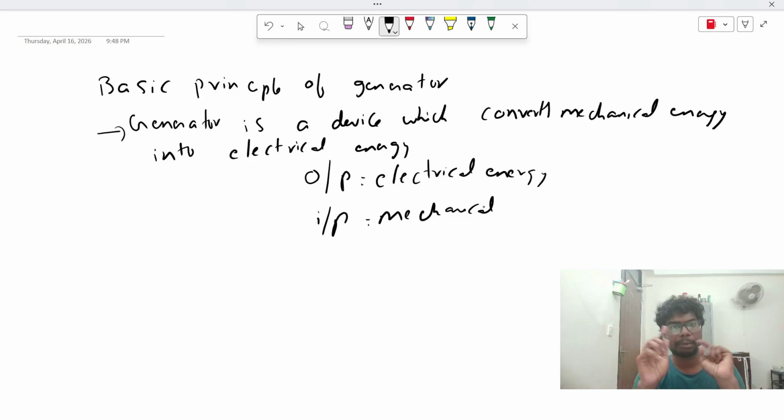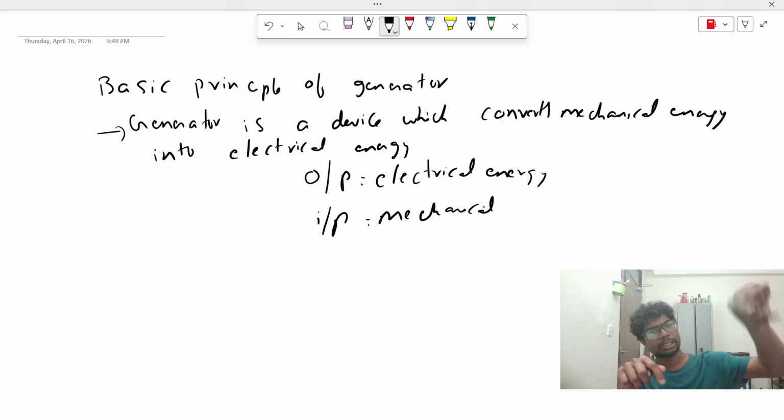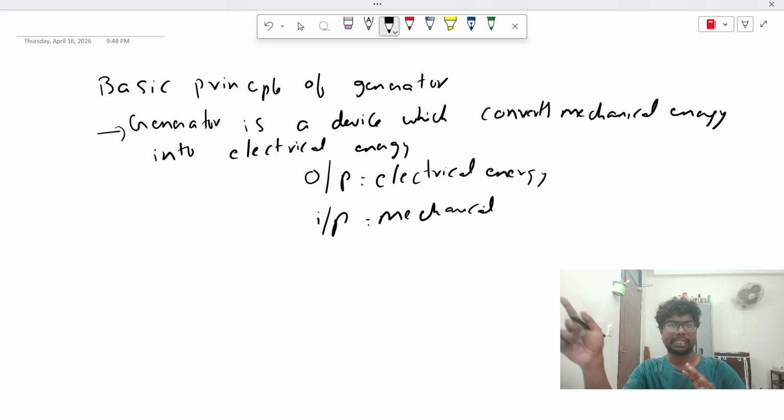Okay, now don't forget, remember that. You put some petrol, which means we are giving mechanical energy. So it will rotate. So what output will you get? Electrical. Simple. Now you understand the basic principle of generator. What is the basic principle of generator?